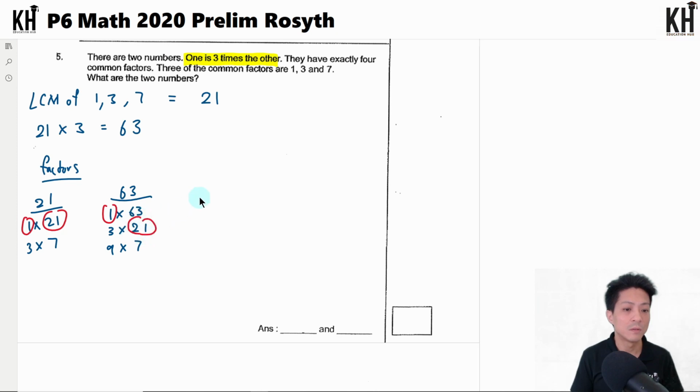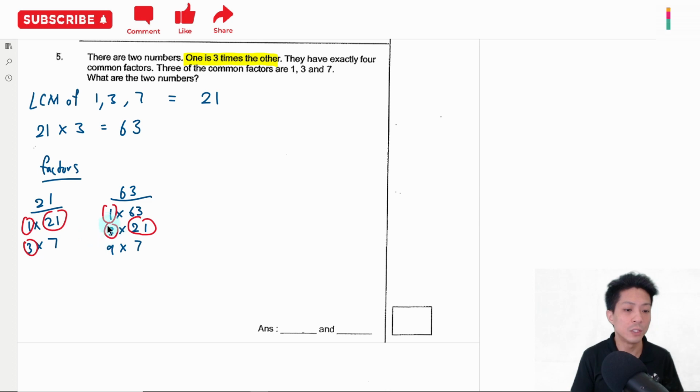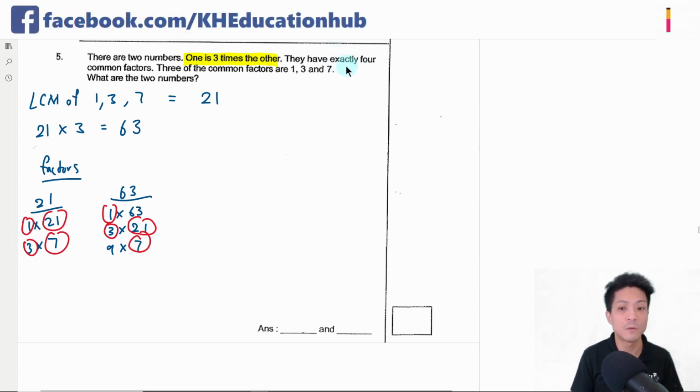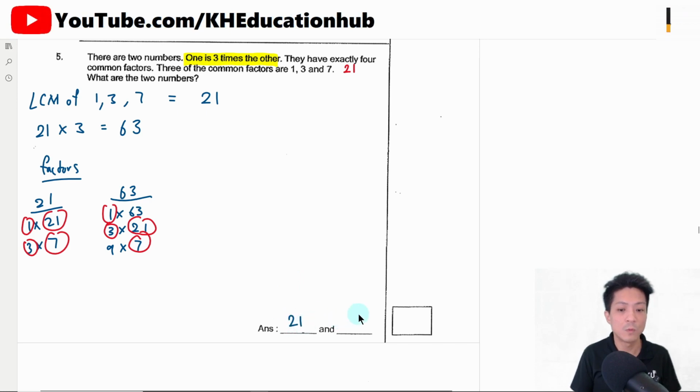1, 21, 3, 3, and 7, 7. So I guess the fourth common factor should be 21, which is missing. So the two numbers are 21 and 63.